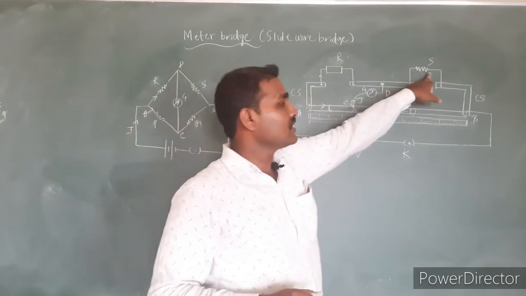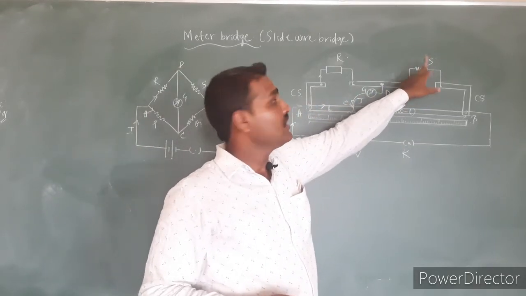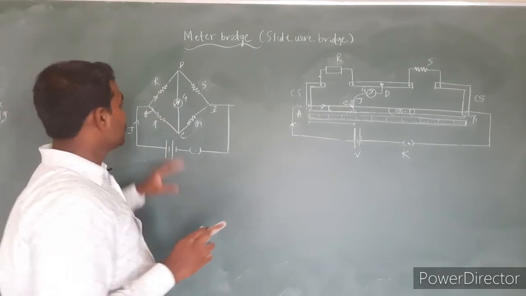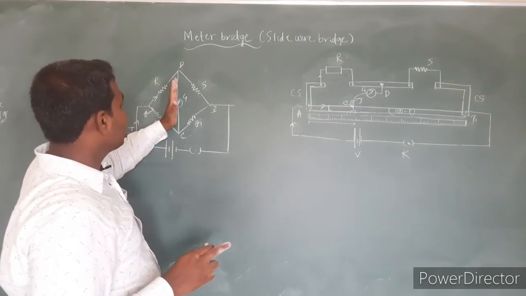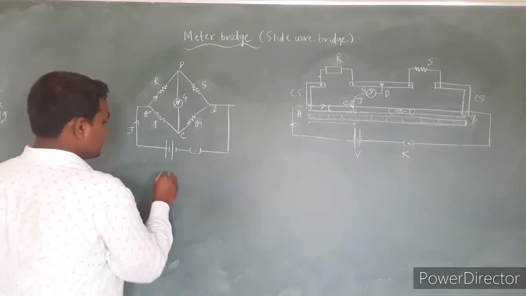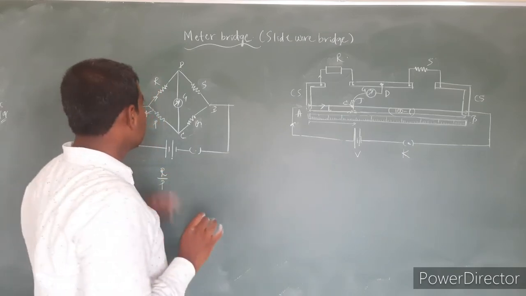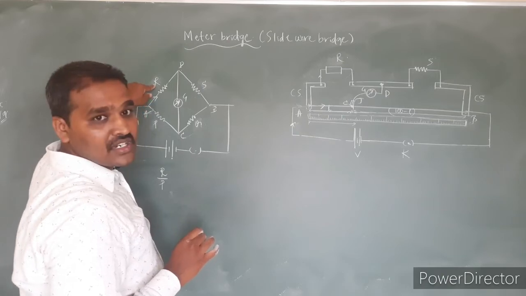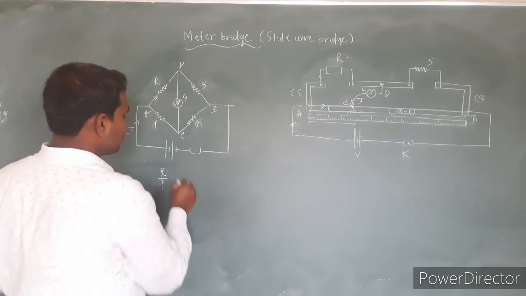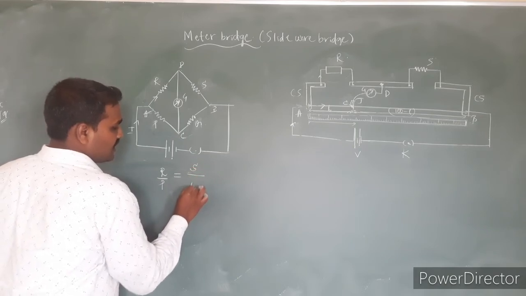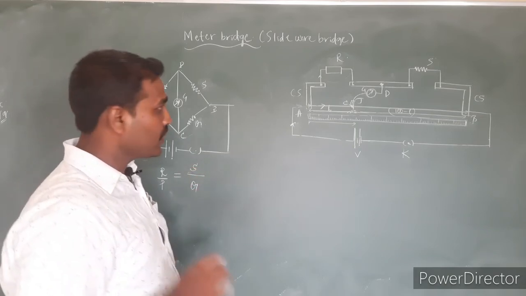Then how to find out the unknown resistance here? Look at this. In the previous class, we have seen the balancing condition is what? The ratio of the left part of this Wheatstone bridge, that is R by P. Just names may be different, do not get confused. The ratio of the left resistances must be equal to what? The ratio of the right resistances, that I can write as S divided by Q.